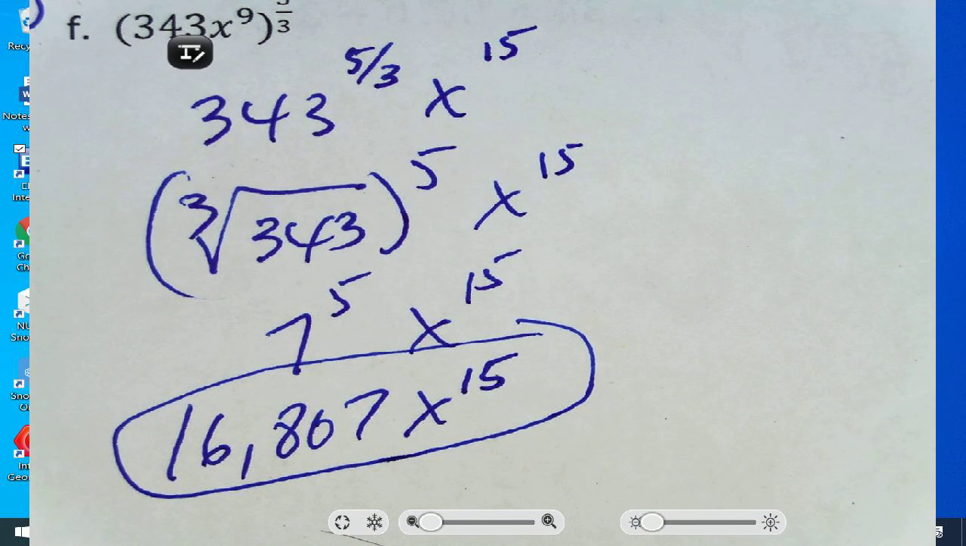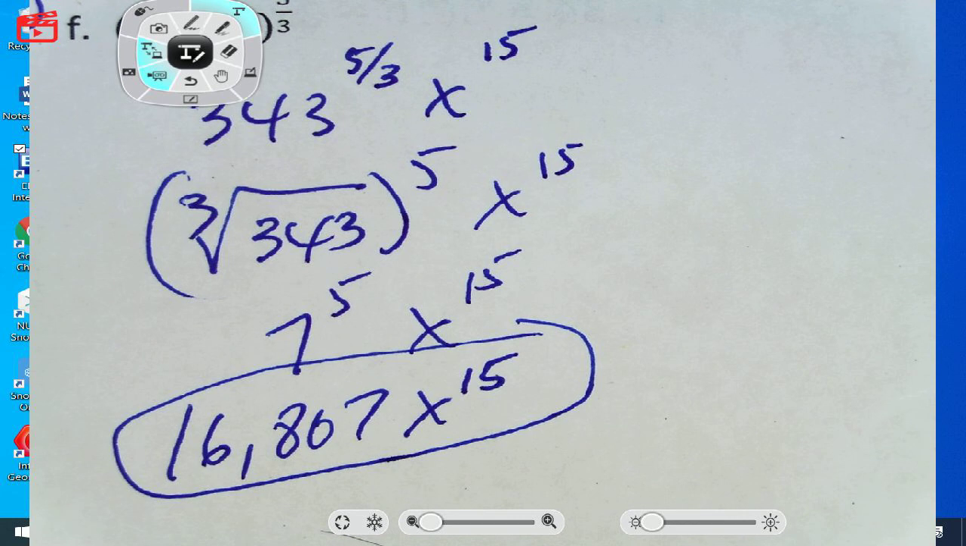All right. And that's the end of the lesson. I give you some class time to work on it. Remember, the last 2 problems in the homework are like the work from yesterday.